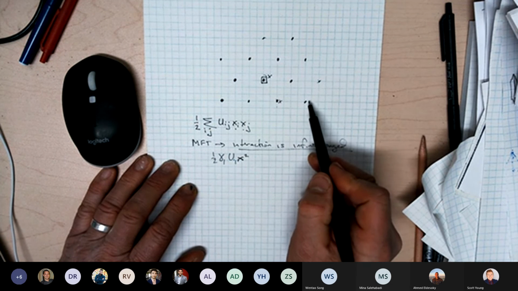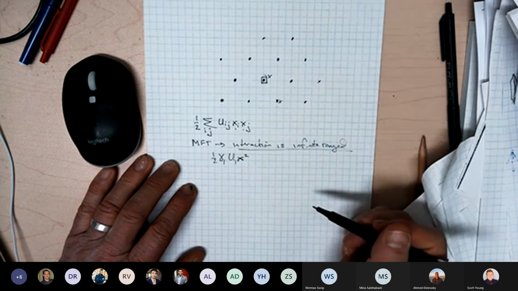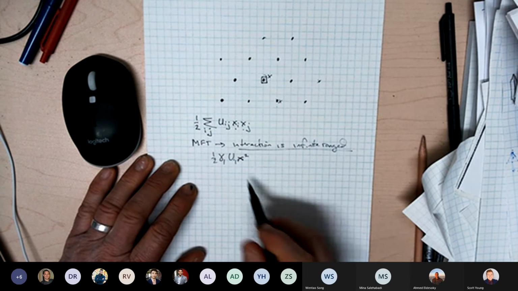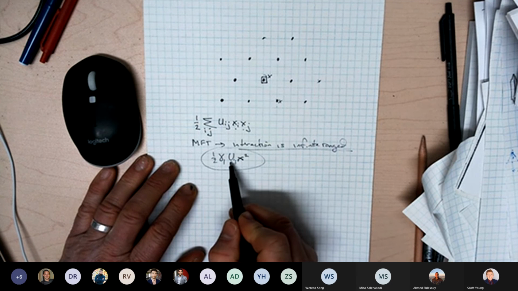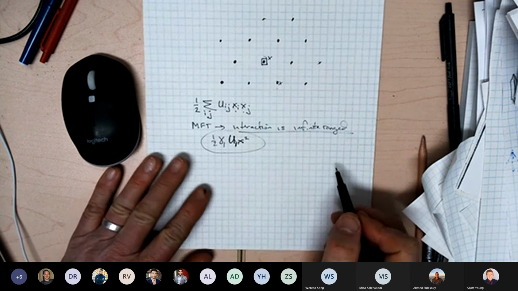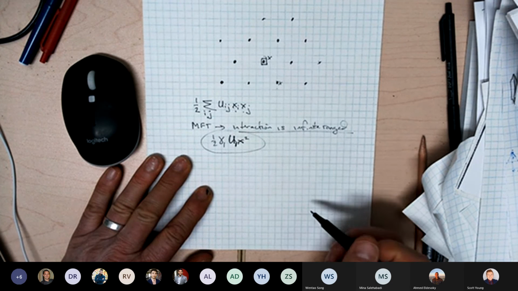But because we assume every site is randomly filled, we don't know where the lithium is. As long as it's in the lattice, we pick up this term. All right? So it's as if the mean field interaction is infinite ranged. And that's very different than Monte Carlo. In Monte Carlo, you only pick up the interaction when the lithium is really there.